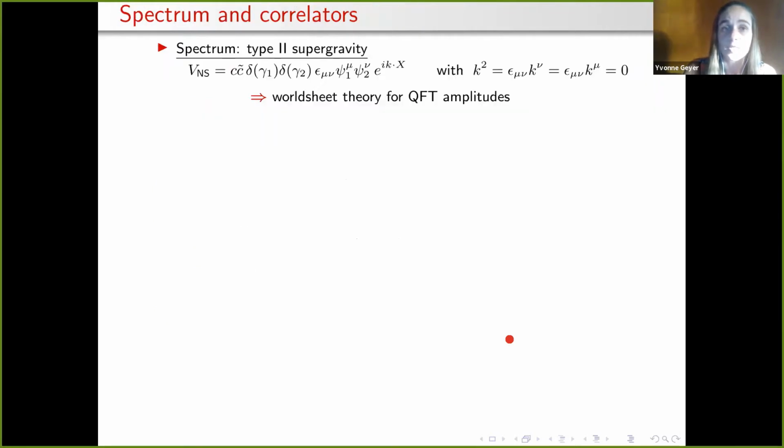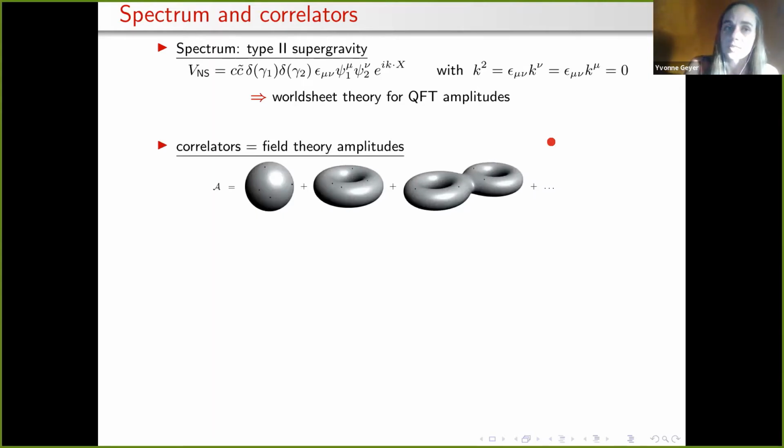In fact, we can make this precise by looking at what the spectrum is. And indeed, we find that for the RNS model that I had on the last slide, the spectrum is directly type II supergravity. And so this justifies that I've called it a worldsheet theory for QFT amplitudes. Now, the upshot, which we're going to spend the next few minutes filling in the details of, is that correlators in these theories correspond to field theory amplitudes, or more precisely, for higher genus and higher loop contributions, we should understand this as the field theory integrands.